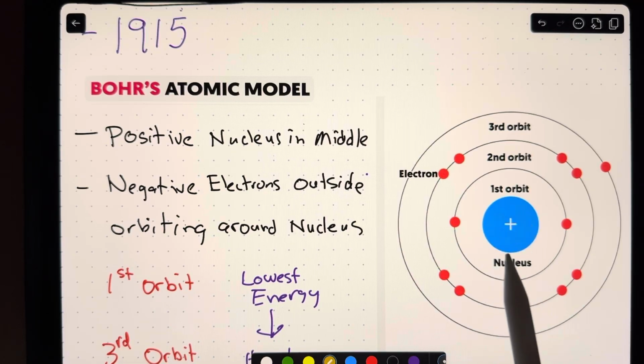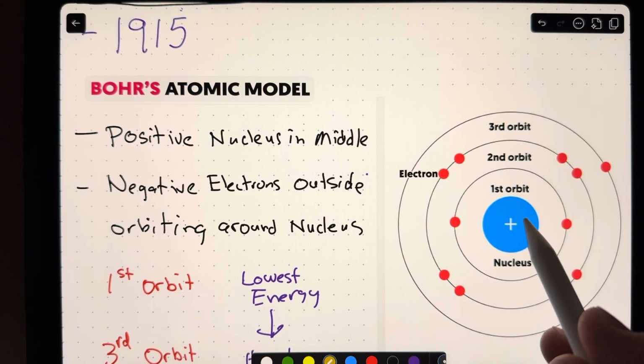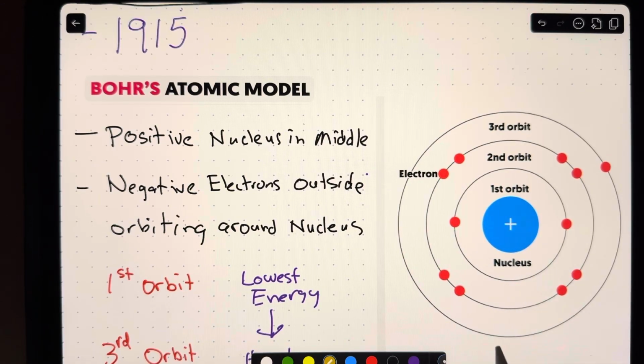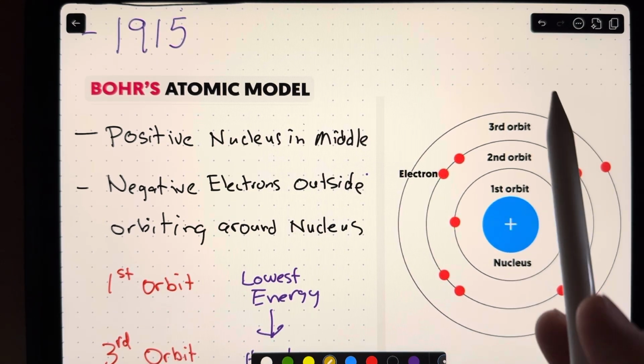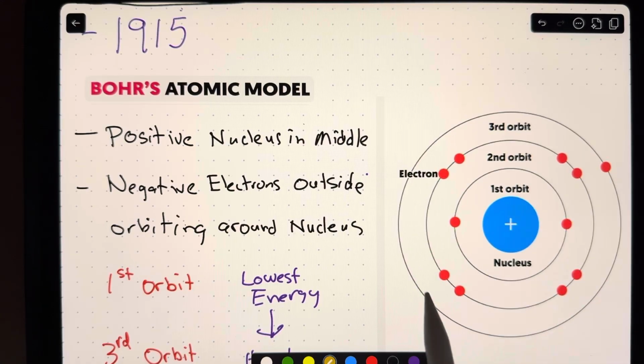Okay, and it always has a positive nucleus because really what's in there? You got positive protons, you have neutrons. Neutrons don't have a charge, so it's always going to be a positive, electrically charged nucleus, and then the negative electrons are going to be zooming around it.